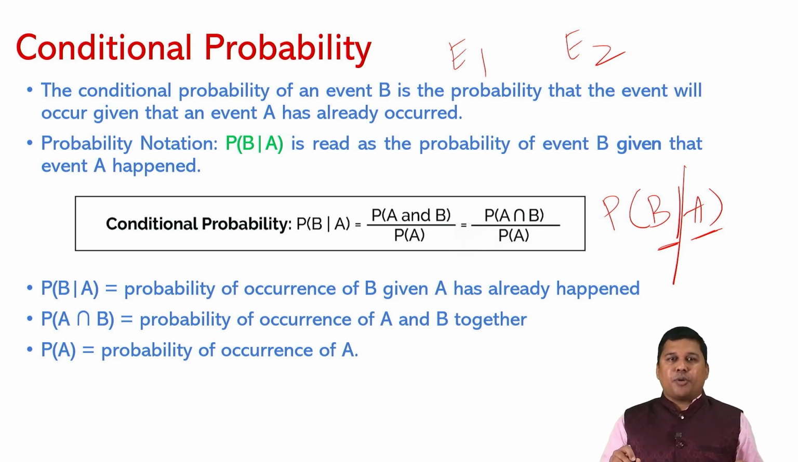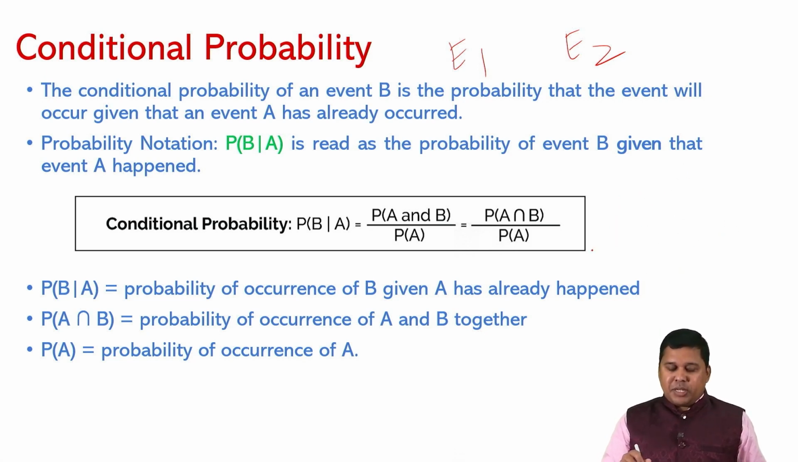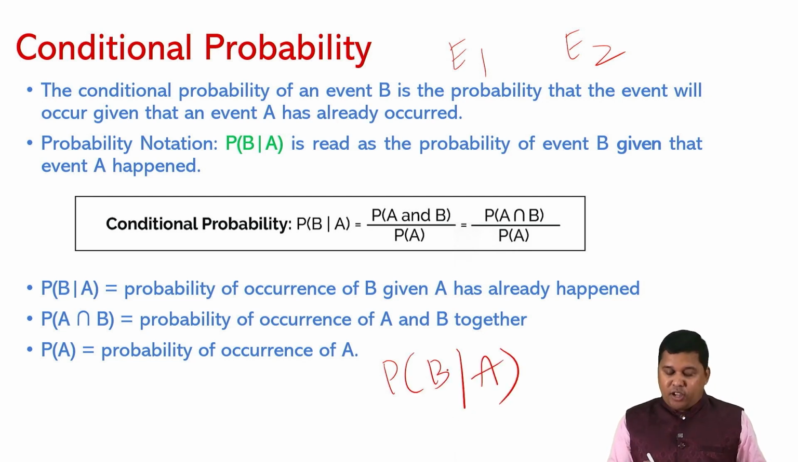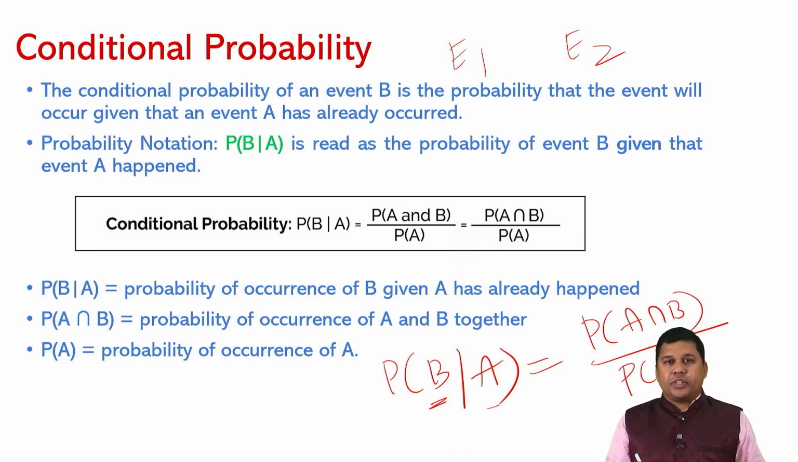So, what is the formula of conditional probability? Conditional probability is P of B by A. It means we are trying to find out the probability of event B to happen given that event A has already occurred. So, P of B by A is the probability of A intersection B divided by P of A. We know event A has already occurred and we also know the common term of both events, the intersection of A and B. This is the formula for conditional probability.